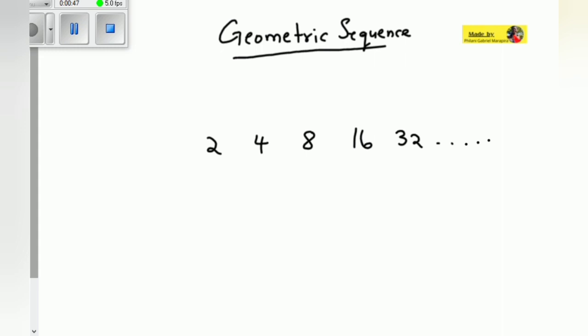So here, in order to get from 2 to 4, what do we have to do? We have to multiply by 2. And to get from 4 to 8, we have to multiply by 2, because 8 divided by 4 equals 2. And to get from 8 to 16, we also multiply by 2. We can do this all day, and this tells us that this is a geometric sequence, because we are multiplying by the same number, and we call that number a constant ratio.